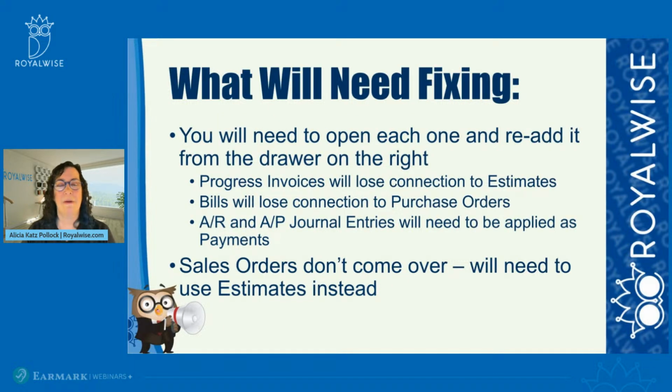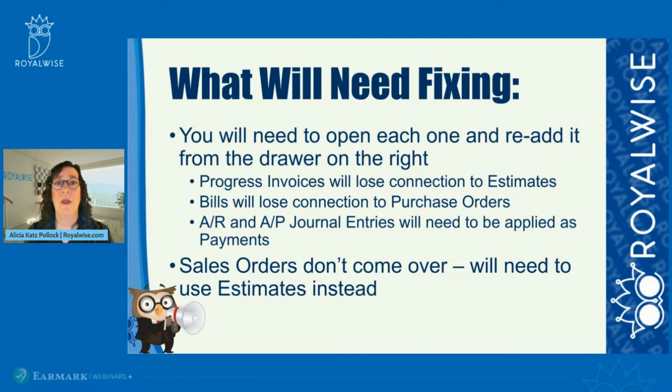Okay. Now, some things will come across, but they don't come across ideally. The ones that fall into this category are things that have multiple phases, like progress invoicing and estimates. If you had estimates in desktop that you built several invoices off of, when you convert them, you're going to have the estimate and you're going to have the invoices, but the invoices are not going to do the progress on the estimate and bring the estimate down stage by stage. Same thing with purchase orders and bills. You'll still have the purchase order and you'll have the bill, but they will not be linked.